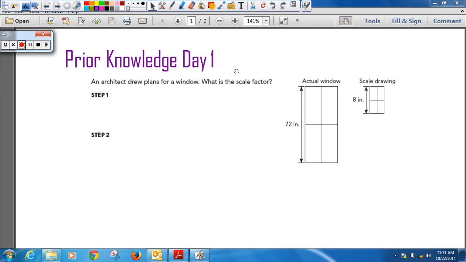Okay, today we will be discussing our prior knowledge. It connects very well to last chapter. So if we look at this first example, it says an architect draws plans for windows. What is the scale factor?